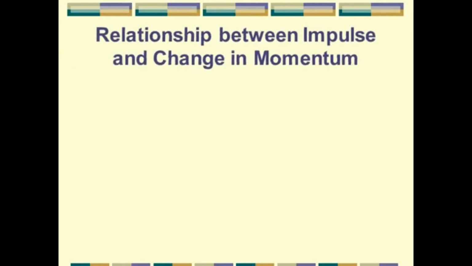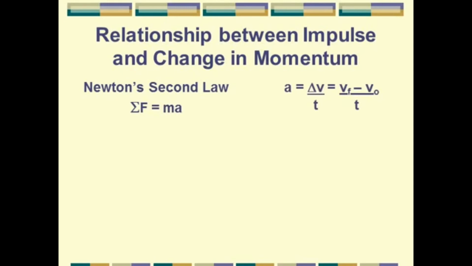All right, so what's the relationship between impulse and change in momentum? Well, we're going to use Newton's second law to show this. Net force is going to be equal to mass times acceleration. Now, if you remember the equation for acceleration, acceleration equals change in velocity over time, which is final velocity minus initial velocity divided by time.